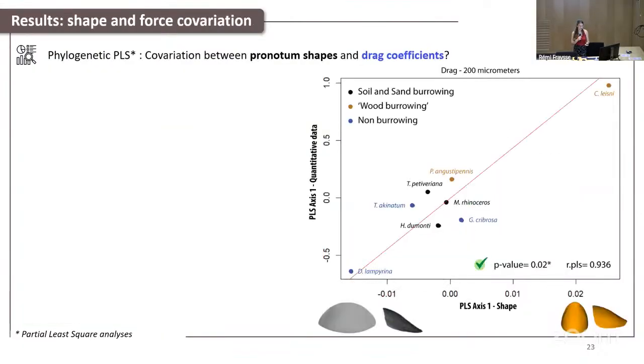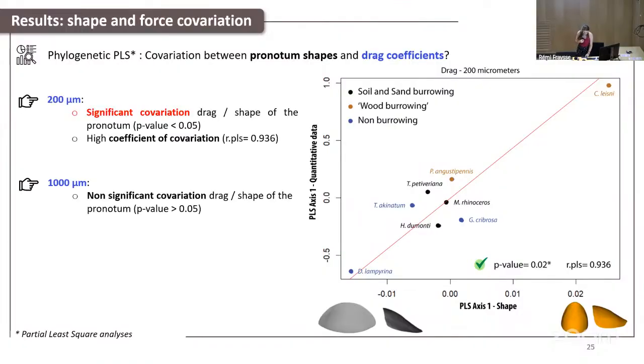Okay, so this is the resulting graph for the drag coefficient for smaller grains. We can see the shape of the pronotum. In gray is the minimum shape, so it looks like the species on the left. And the orange shape is the maximum, so it represents the shape of the species on the other side. Here we can see species that share similar morphology and similar drag coefficient, and on the left and on the right, we can see species that have very different shape and coefficient.